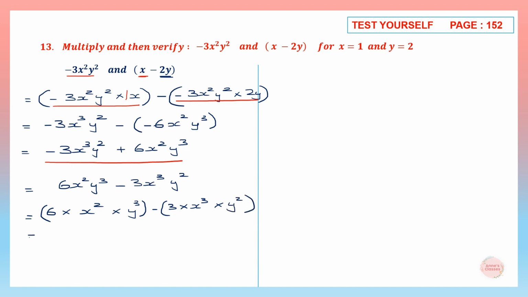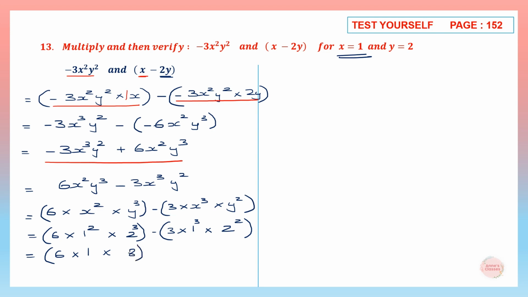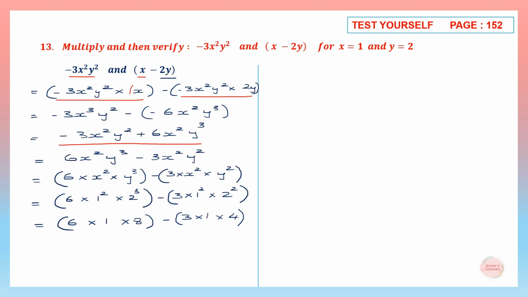Let's substitute now. So this is 6 into x is given as 1. So let's write 1 to the power of 2 and y is given as 2. 2 to the power of 3 minus, here we have 3 into x is 1. 1 to the power of 3 into y is 2. 2 to the power of 2. Now this is 6 into 1 square is 1 and 2 cube is 2 into 2 into 2. 2 twos are 4, 4 twos are 8 minus 3 into 1 cube is 1, 2 square is 2 twos are 4.